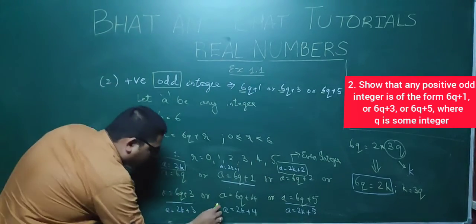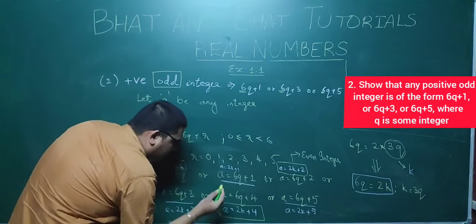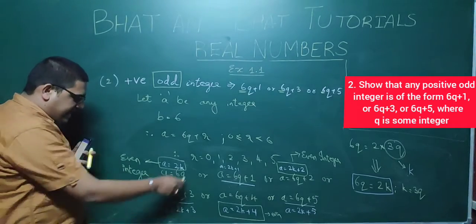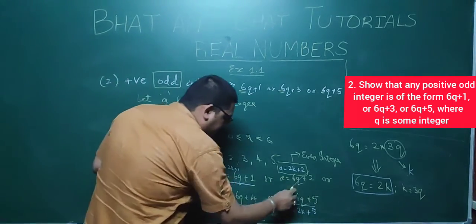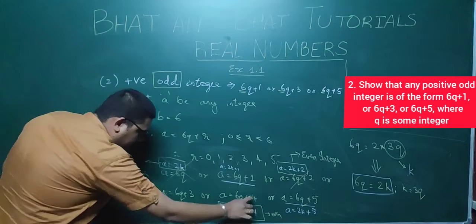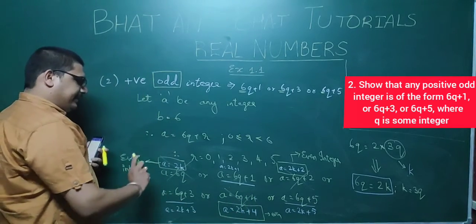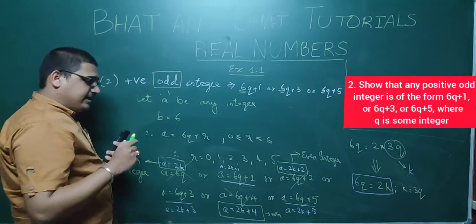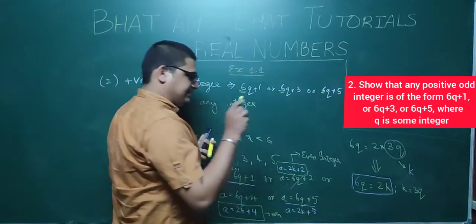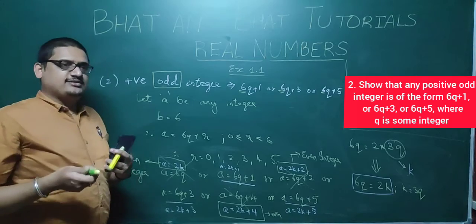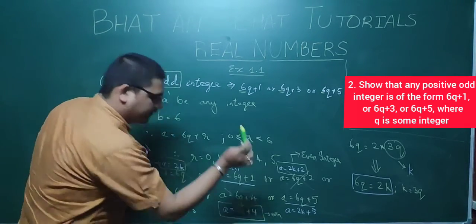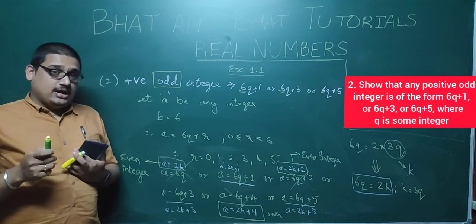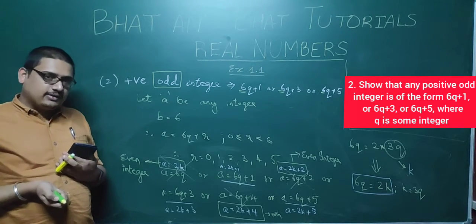Again, this also, to an even integer if I add 4, again it becomes an even integer. So I have to rule out these three. That means a is equal to 6q is representing an even integer. a is equal to 6q plus 2 is representing an even integer, as well as a is equal to 6q plus 4. I hope this is very clear. How to make the analysis. Okay.